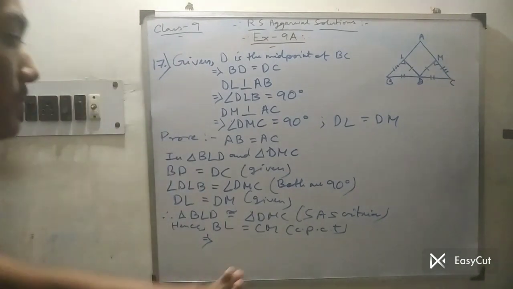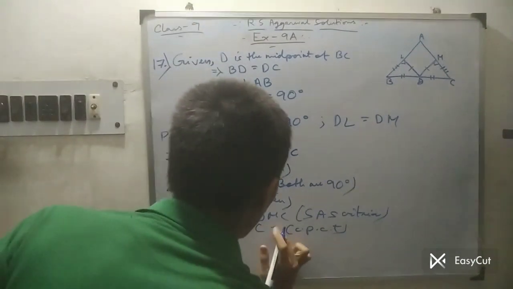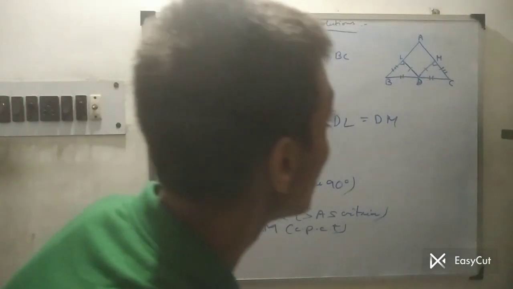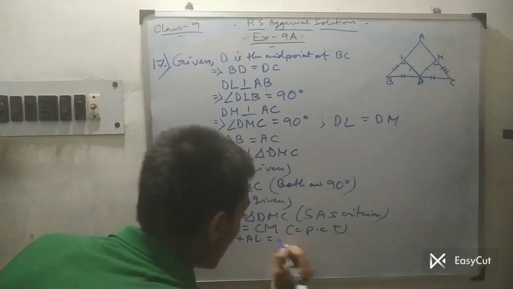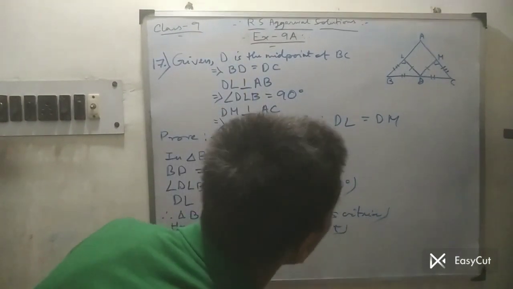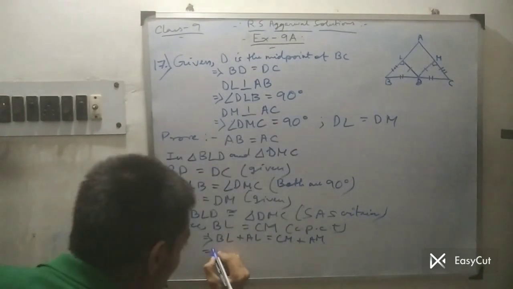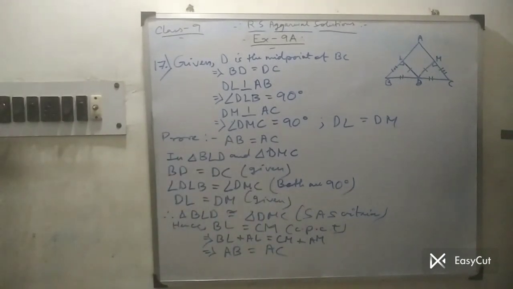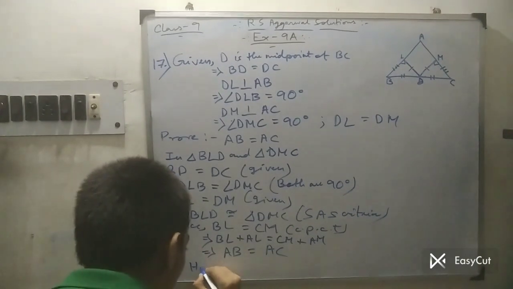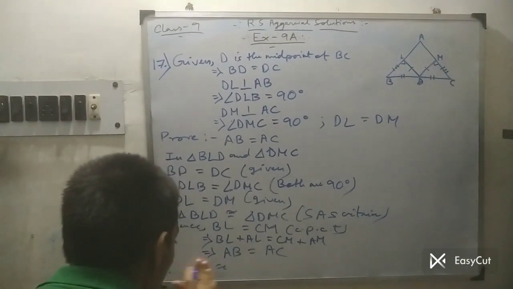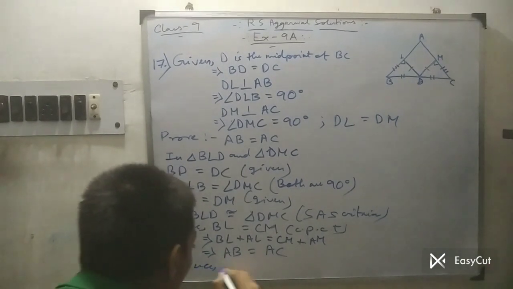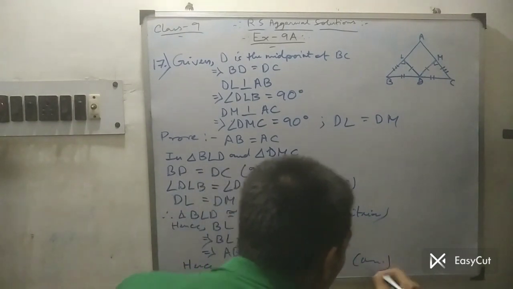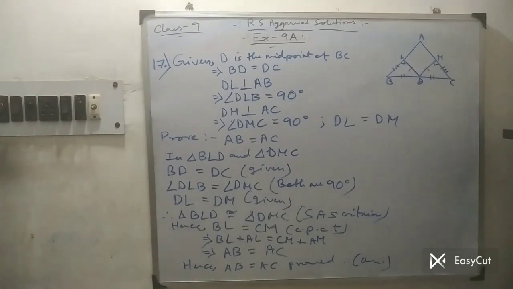Now here we will perform further calculation. BL plus AL is equal to CM plus AM. What we get? AB is equal to AC. Hence, AB is equal to AC. Proved. Answer. So in this way you have to prove this.